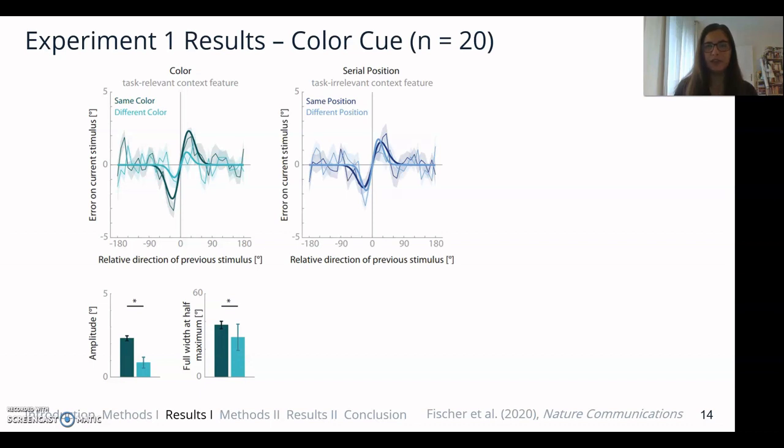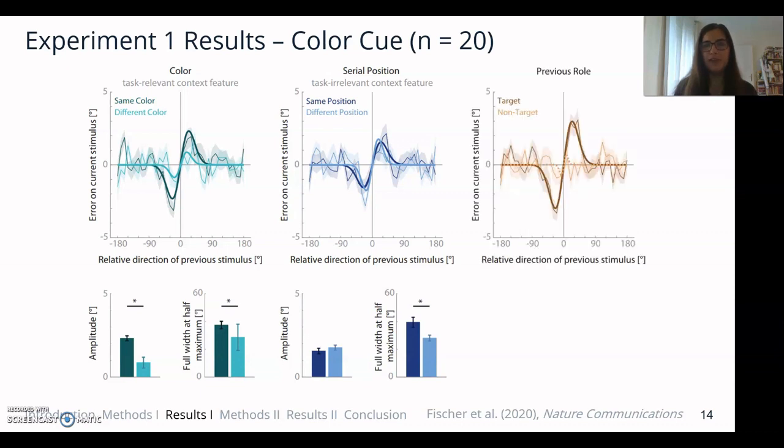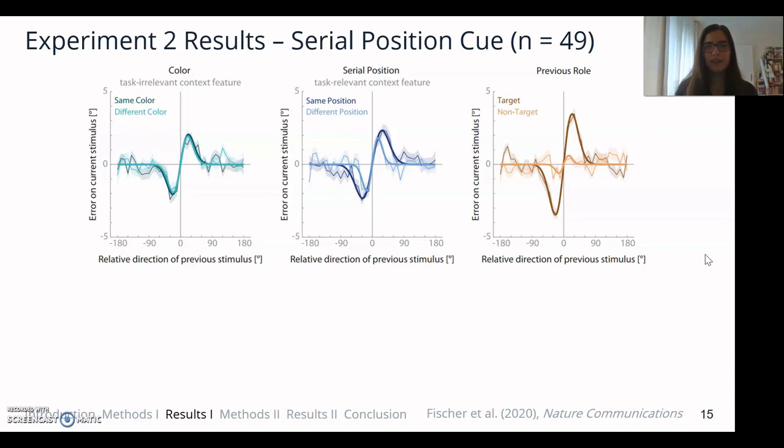The task-relevant context feature serial position, in contrast, showed no effect on the amplitude of serial dependence, but it affected the width of the bias, so that items with the same serial position across trials had a broader tuned serial dependence between them. We could only observe a significant bias towards previous targets and a non-significant bias towards previous non-targets, which only fell short of significance with a p-value around 0.06. Therefore, in our second experiment, we drastically increased the sample size to see if anything is going on with the non-target. But let's first start again with our color context feature.